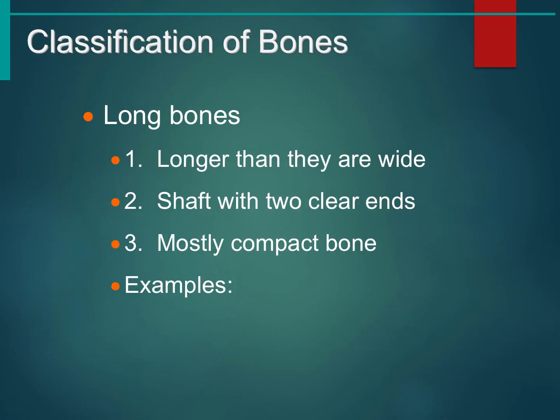So long bones are longer than they are wide. They have a shaft with 2 clear ends. And then they have mostly compact bone. So the femur and the humerus. The femur is in your thigh, the thigh bone, and then the humerus is your upper arm bone. And both of them kind of have the traditional, like, bone shape.